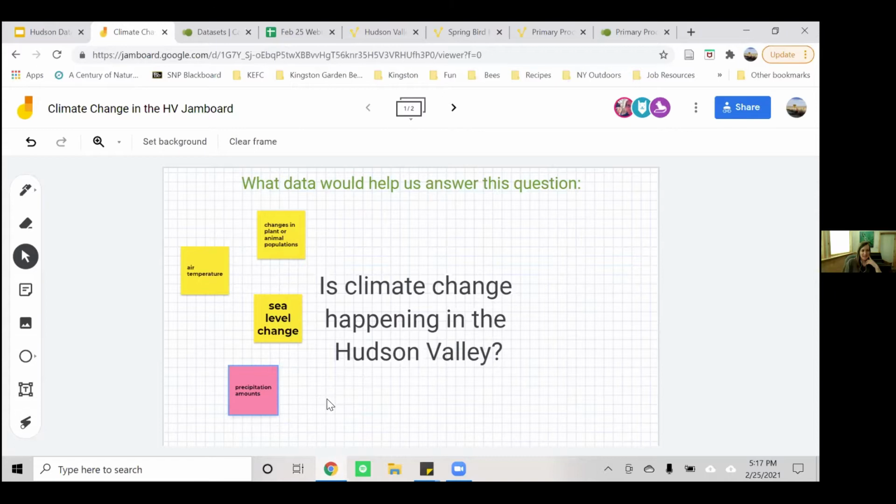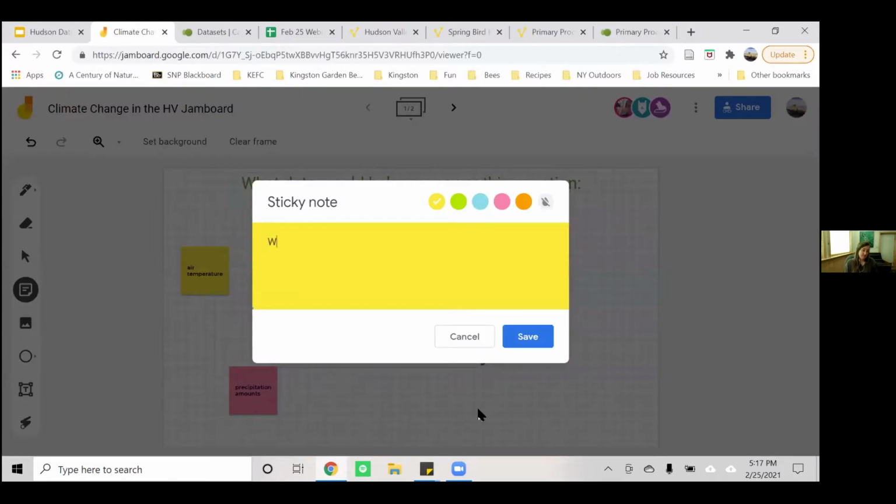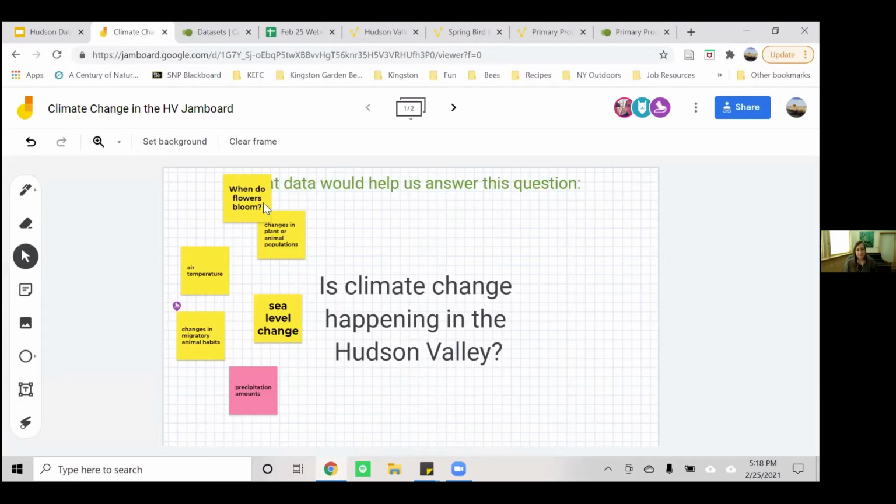That was me. Well, for plants, I was thinking about flowers blooming, maybe earlier in the year. Animal populations, I was thinking of amphibians and other animals that may be more sensitive to changes in air and water temperature. Nice. So we added in when do flowers bloom, changes in migratory animal habits.